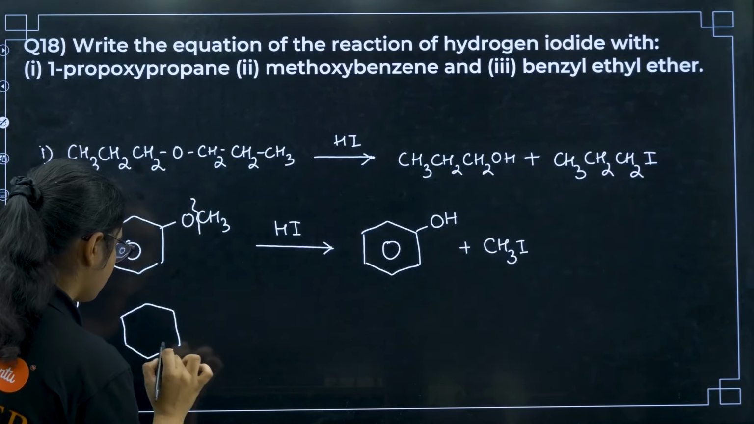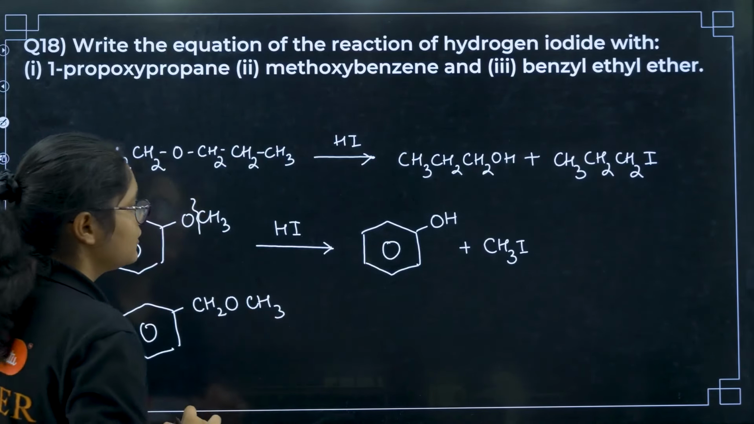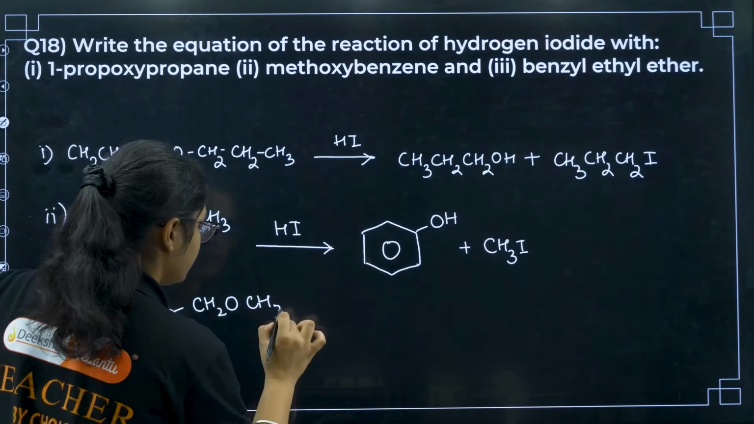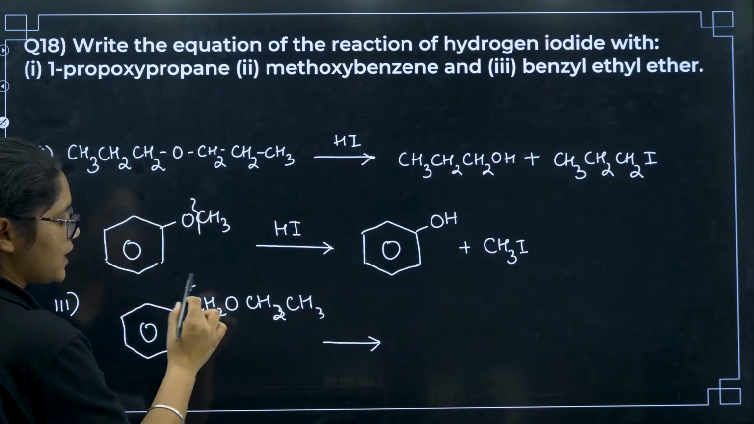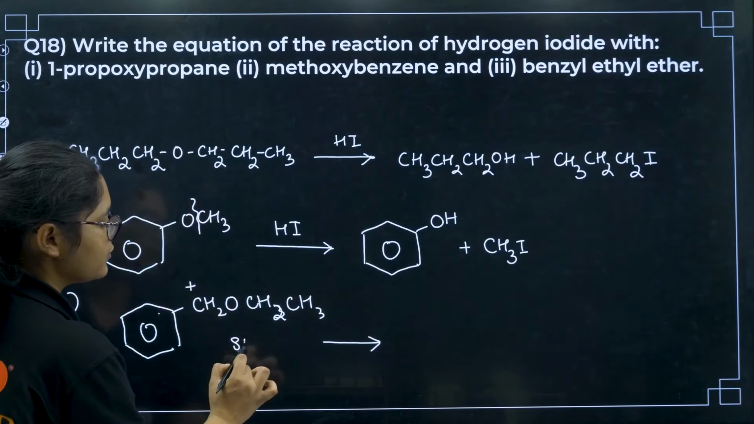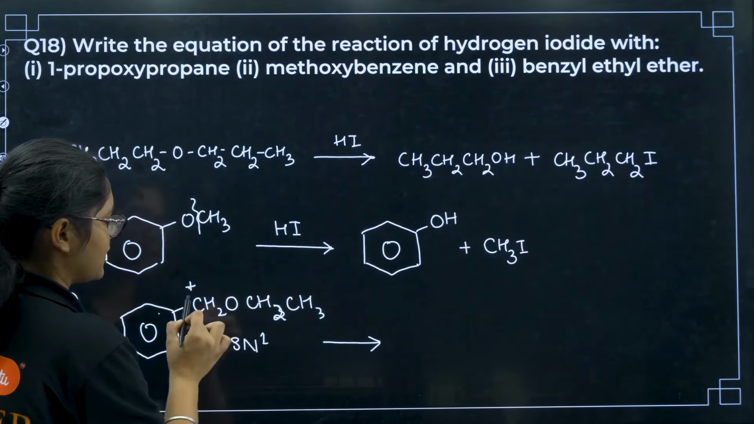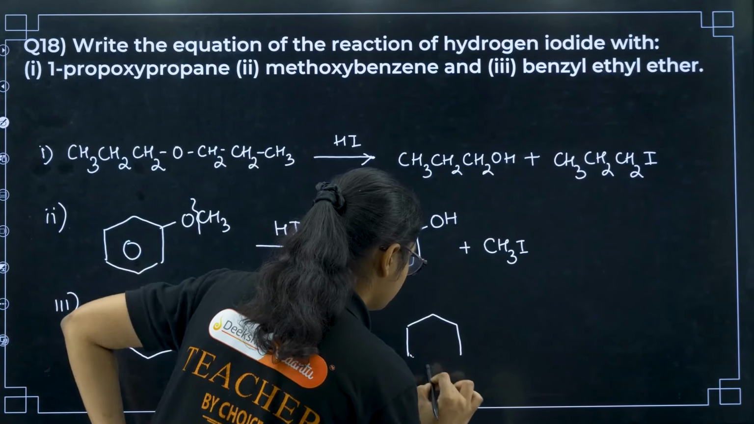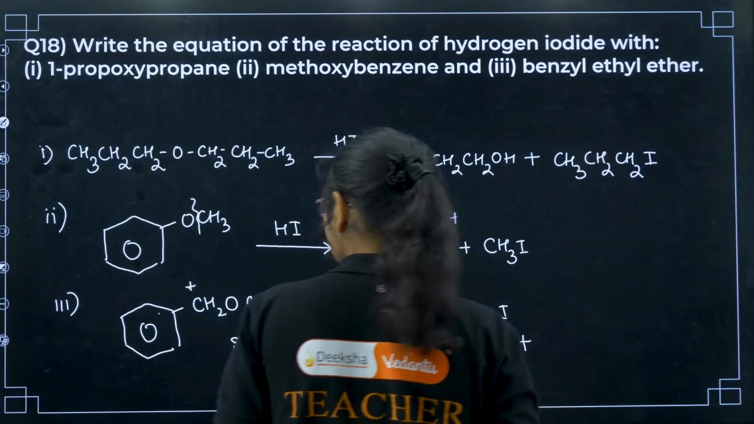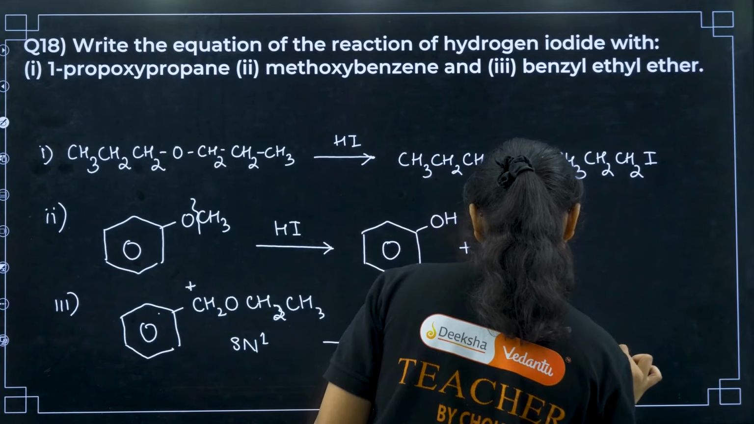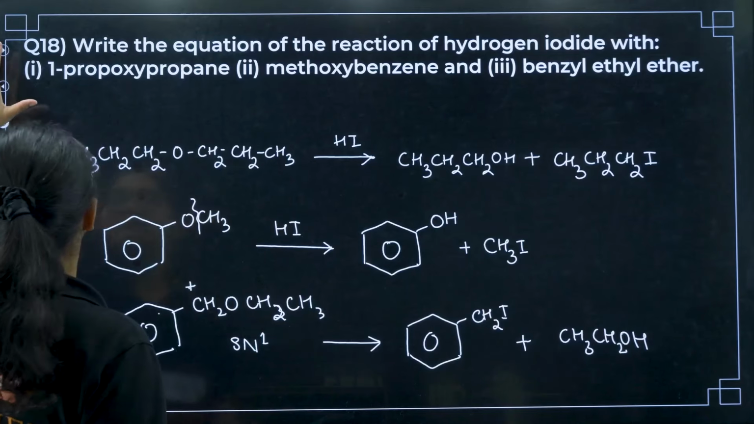Next, third one is benzyl ethyl ether. It is like this. Now see, here also if a carbocation is formed, this carbocation is very stable due to resonance. So I told you if a stable carbocation is formed, then it is SN1 mechanism. Carbocation will form here, I minus will go here. So we will get here CH2I plus CH3CH2OH. Clear?